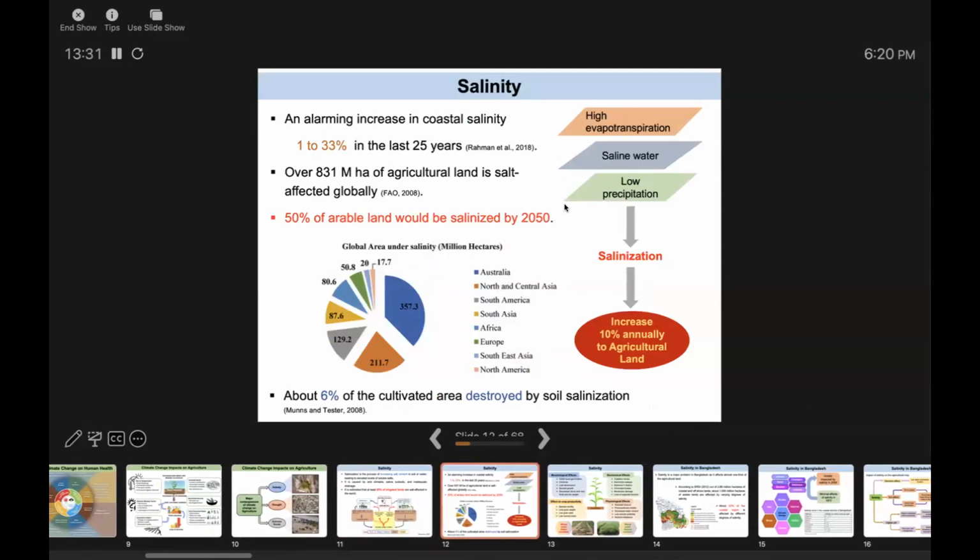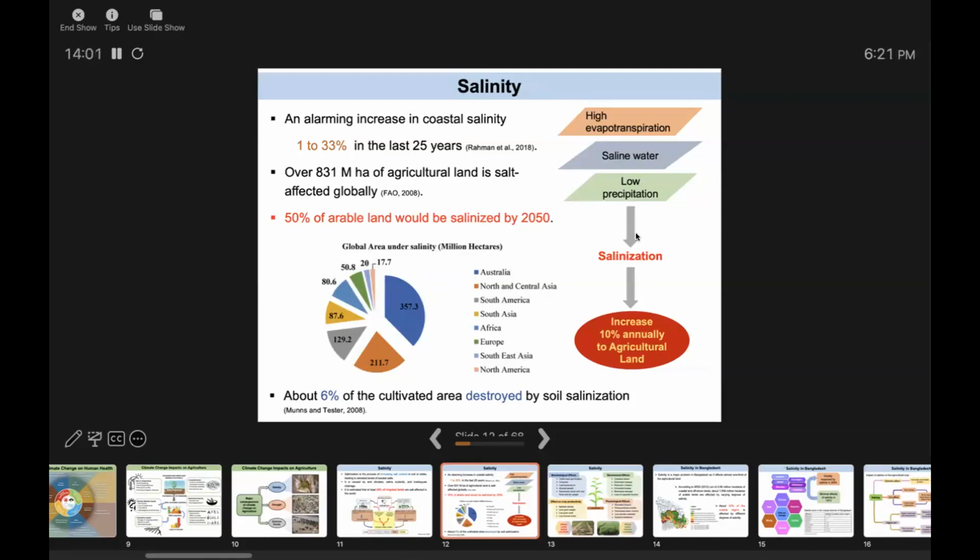In 2018, and around 831 million hectares of agricultural land is salt affected globally, reported by the Food and Agricultural Organization. And 50% of the arable land would be salinized by 2050, as expected. This is the scenario of the global area under salinity, and salinity is present in some regions of the global context.